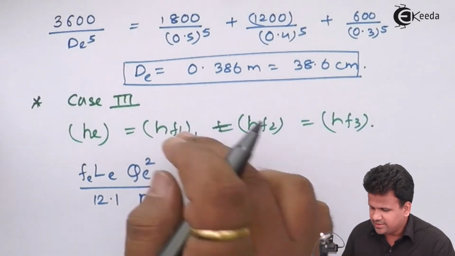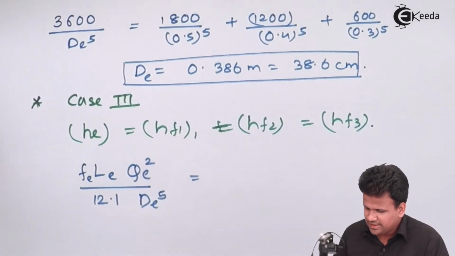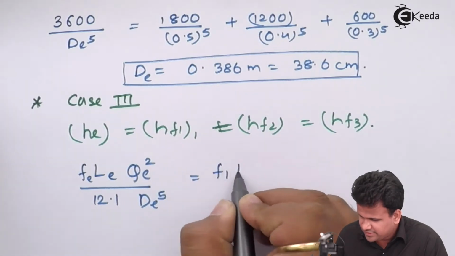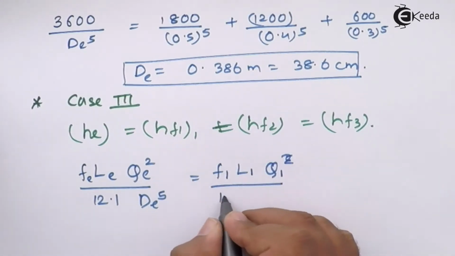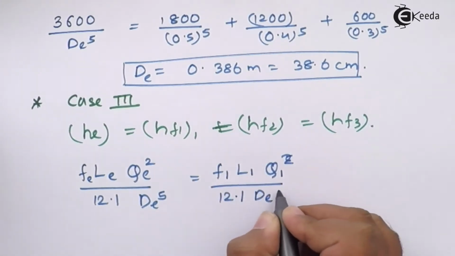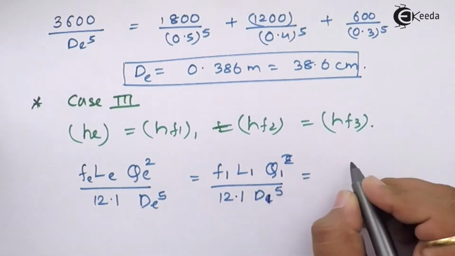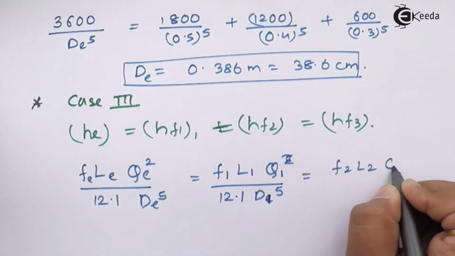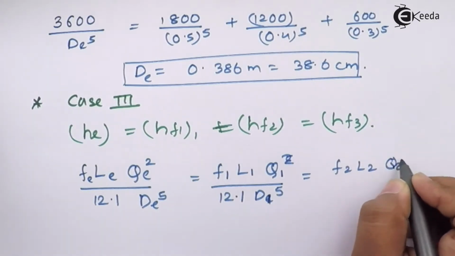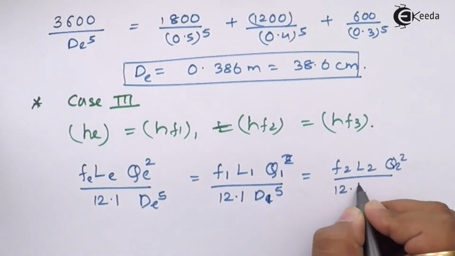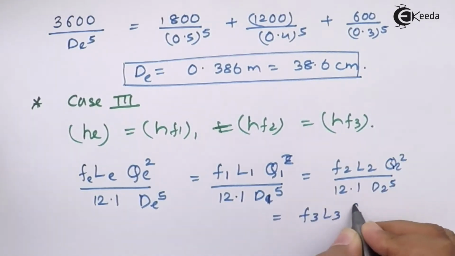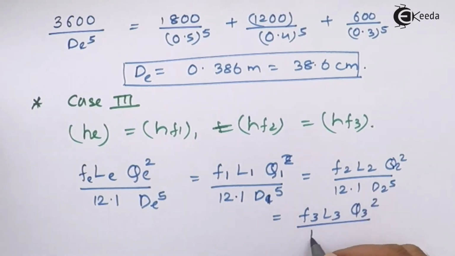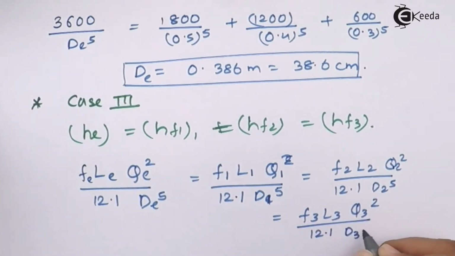Similarly, we can write in terms of the first part: f1 L1 Q1 squared upon 12.1 D1 raised to 5, is equal to f2 L2 Q2 squared upon 12.1 D2 raised to 5, is equal to f3 L3 Q3 squared upon 12.1 into D3 raised to 5. So all the things we have substituted.